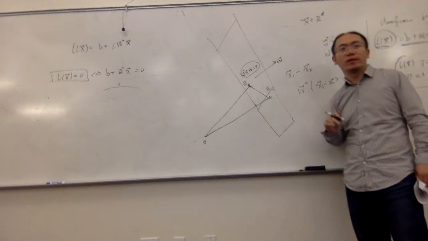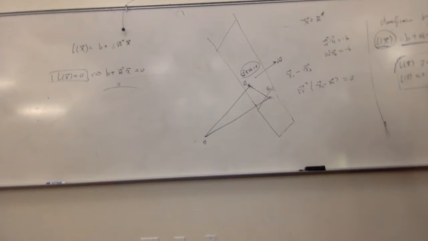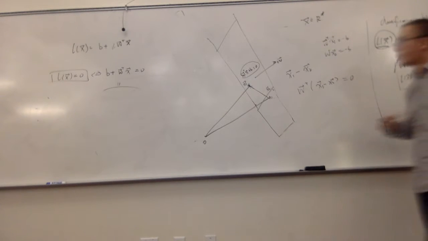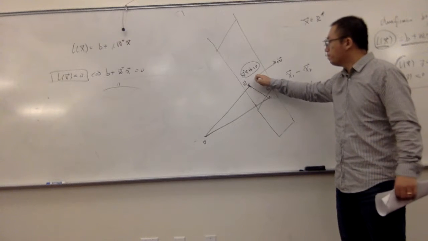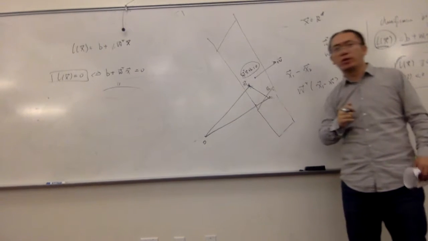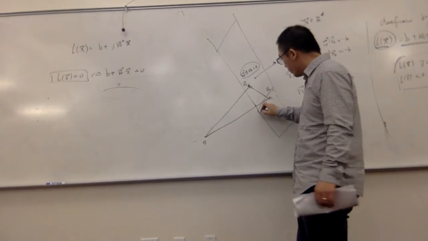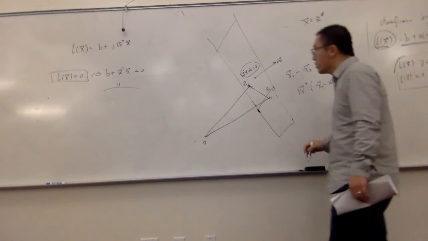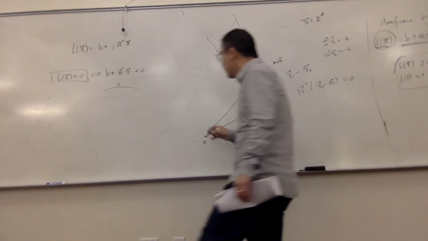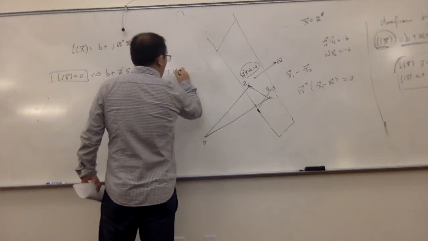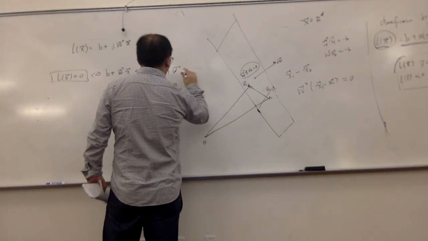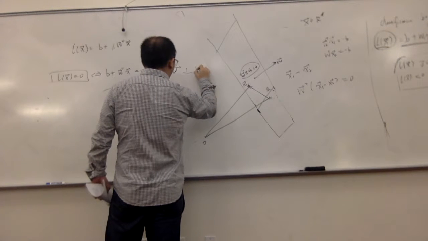This is a very important conclusion, because you need to use this geometric interpretation to understand the support vector machines in your future courses. So this is the first property: W is orthogonal to the hyperplane.